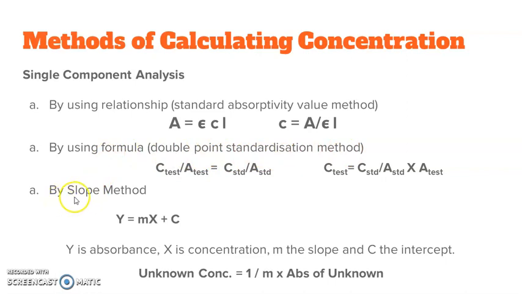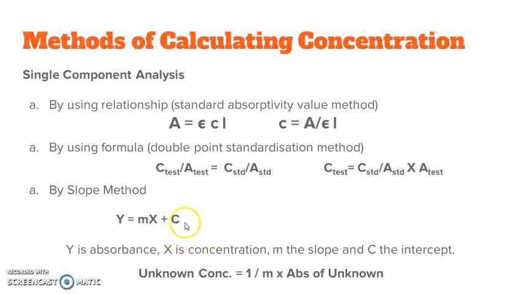The third method is called the slope method, wherein the equation for a straight line is employed, which is y = mx + c. Y is the absorbance, x is the concentration, m is the slope, and c is the intercept. So when we have a set of values for a calibration curve, I will talk about this calibration curve in the subsequent slide. Let me tell you so that you will understand.